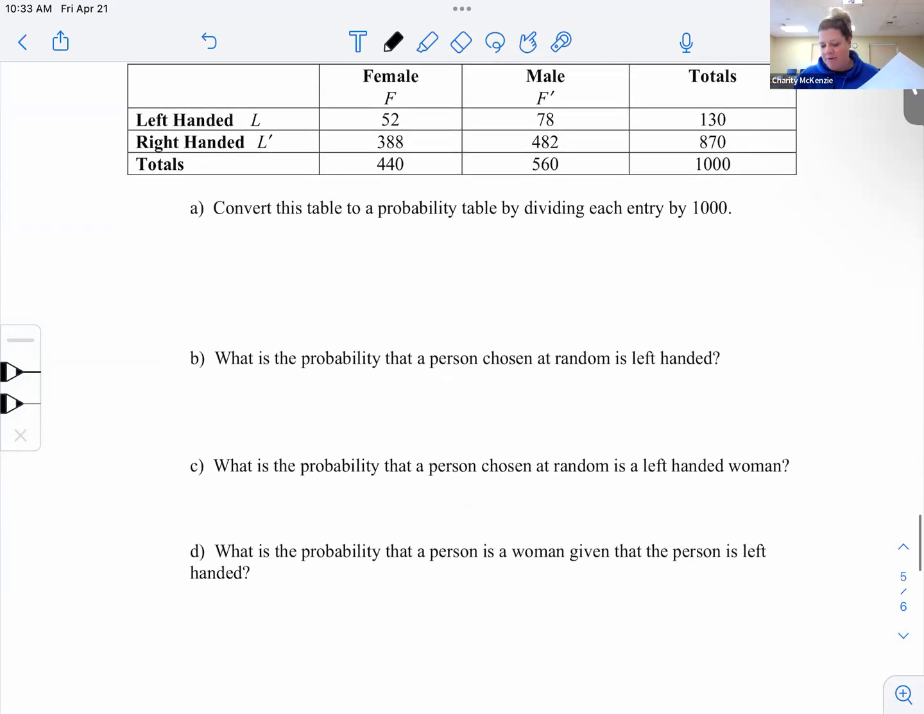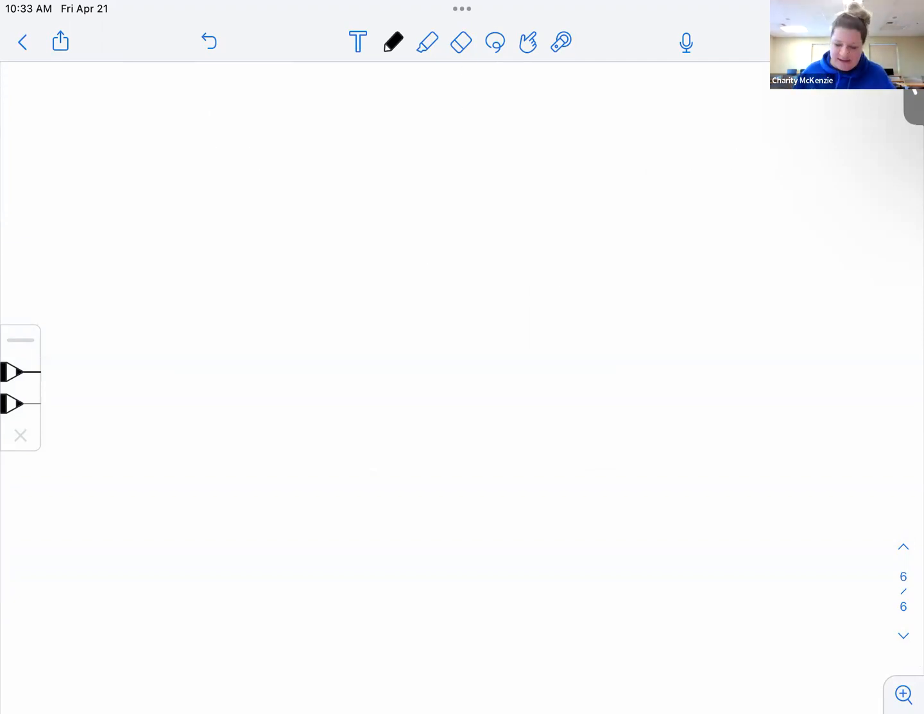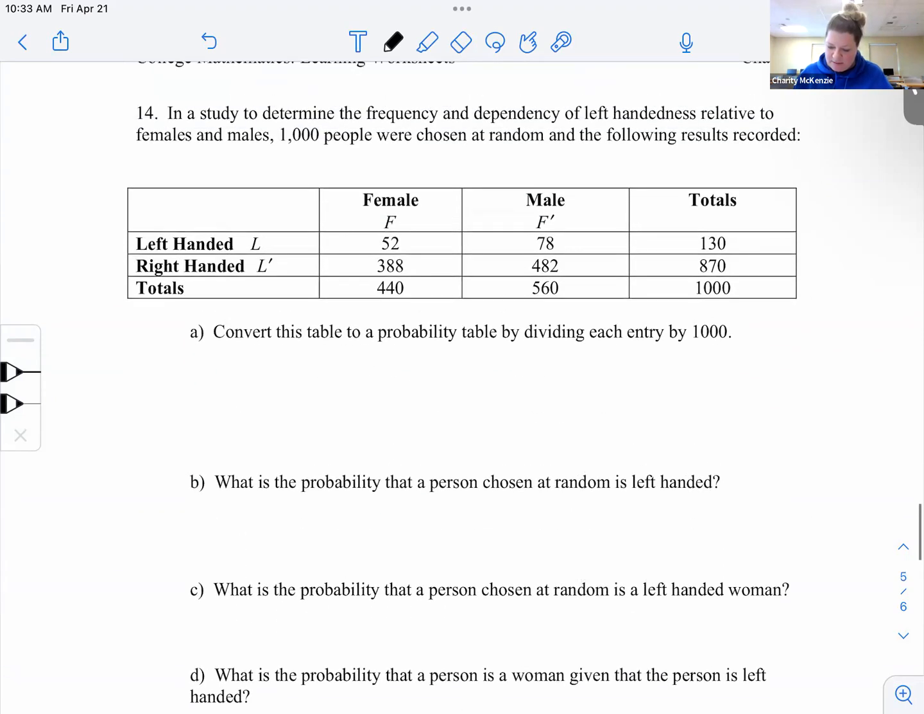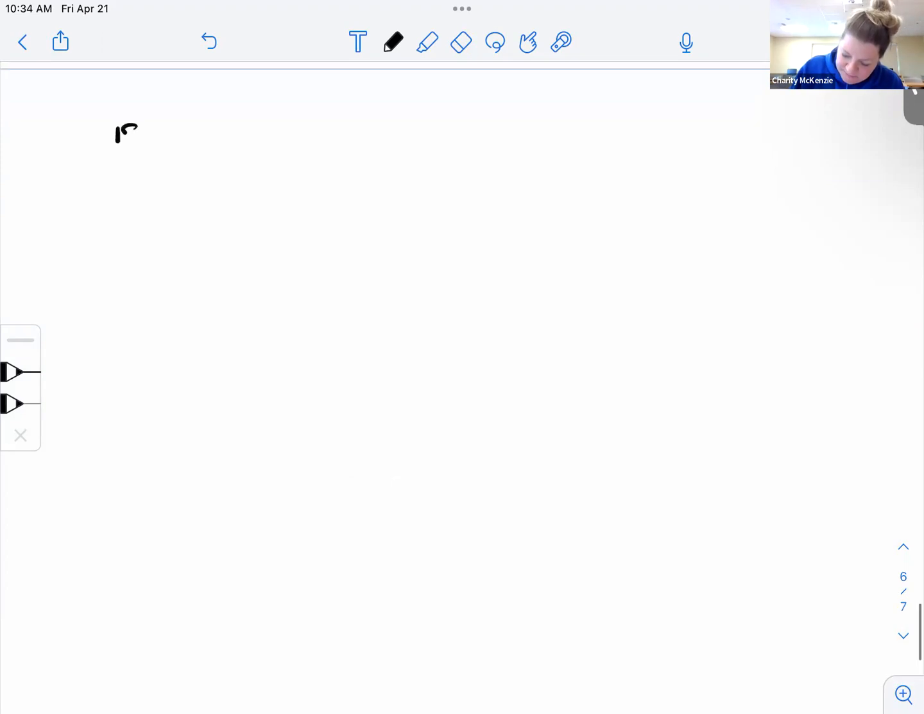This one just gave a table that's exactly like the first one. So I'm going to just scroll down and do one that's slightly different. So this was problem 14. Okay, so let's call this problem 15.